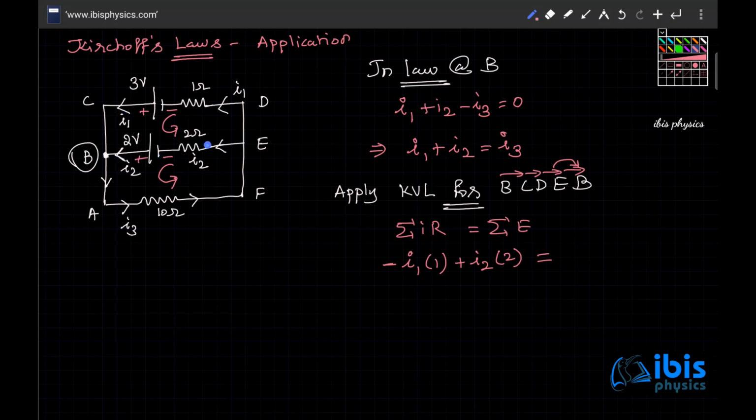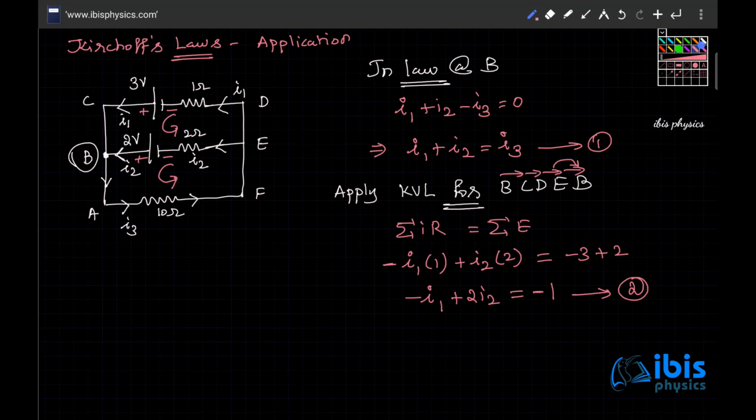So this EMF is minus 3, this EMF is plus 2. So minus 3 plus 2. So what are we getting now? It is minus I1 plus 2I2 equal to minus 1. Let us keep this equation as 1, this as 2.